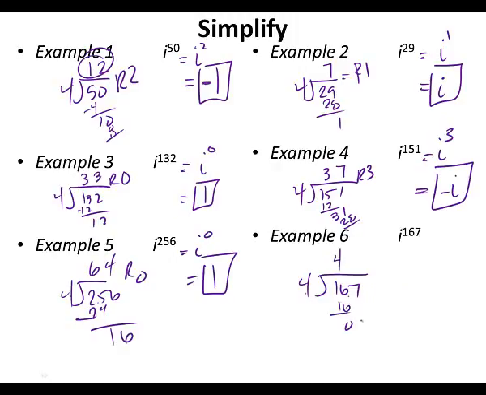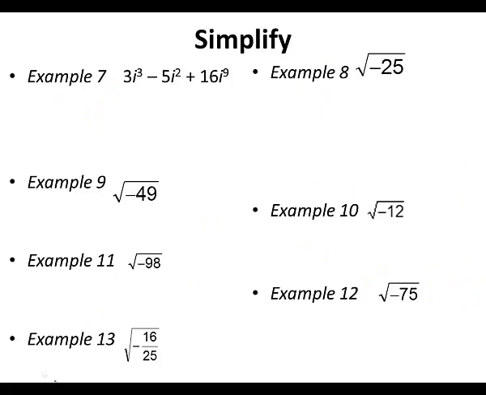4 goes into 16 4 times, so that's just 0, right? Bring down the 7. How many times does 4 go into 7? Once. Okay, so let's see. What's your remainder on this one? 3. Remainder 3, which means I have i to the third. What's i to the third? Negative i. Okay, so let's keep continuing the weirdness. All right. So a little bit more.